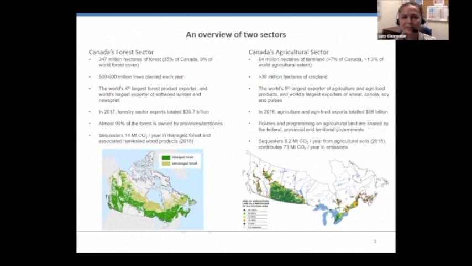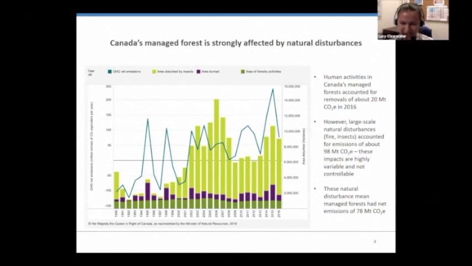So Canada's managed forest is very strongly affected by natural disturbances. So you can see on, I'm just checking to see which slide are you able to see right now? Is it the overview of the sectors or the managed forest slide? So you have a bit of a disconnect with the slides. We're seeing an overview. Oh, I'm so sorry. I was a slide ahead of myself. So I'm going to skip ahead here.